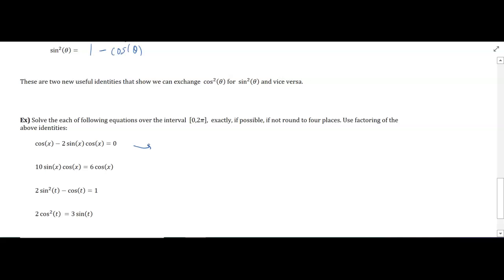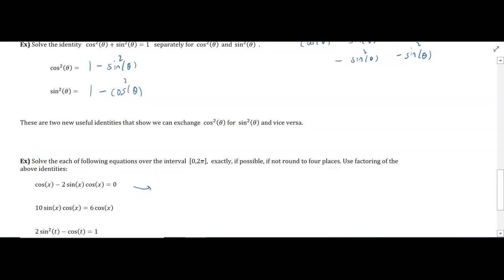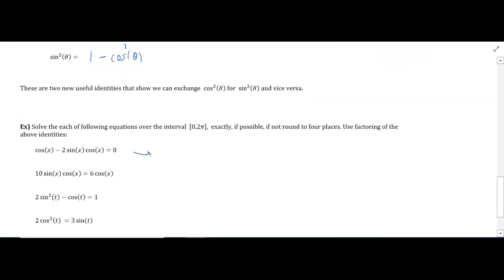So this one, we've got it equal to 0. We can't use any of these trig identities that we just derived because we don't have cosine squared or sine squared. But notice each of these terms, there's two terms, has a cosine factor. So we're going to use factoring here for this one. We're just going to simply factor out cosine and see what we're left with. When we take out cosine from the first term, there's only one cosine, so we're left with a factor of 1. When we remove the cosine from the second term, we are left with 2 times sine of x. And that's going to equal 0.